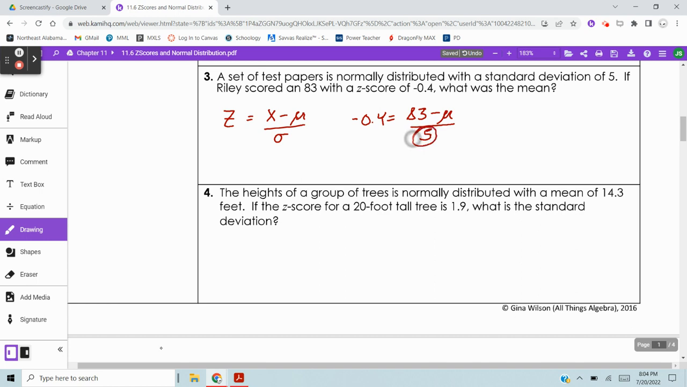Again, step number 1, since it's divided by 5, let's move that over by multiplying. We now have negative 2 equals 83 minus mu. We can solve this a couple of different ways. The way I prefer, since it's a negative mu, let's move it to the left side, make it a positive mu. Move our minus 2 to the right, making it a positive 2. So that tells us that our average is going to be an 85. So you see with a score of 83, he was slightly below the average.